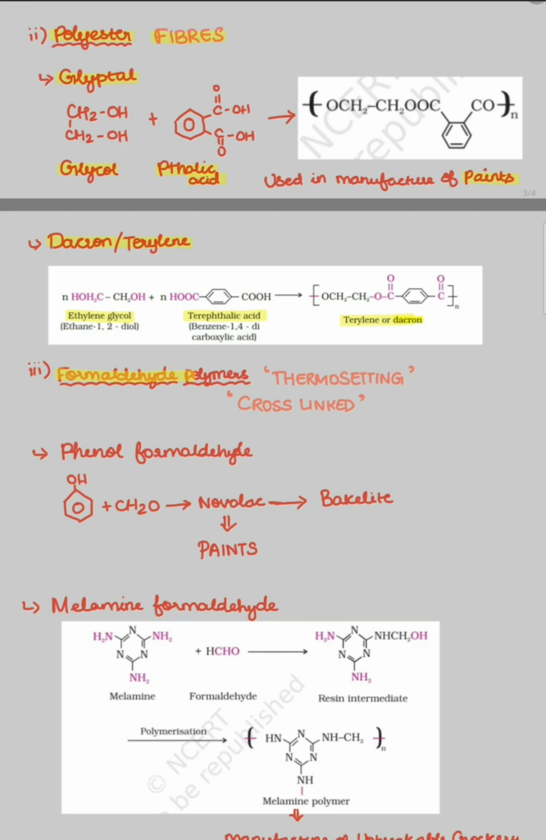Next is formaldehyde polymers, and these polymers are thermosetting and they are cross-linked. It includes phenol formaldehyde. Phenol formaldehyde is obtained from phenol with formaldehyde, which initially forms novolac. Novolac is mainly used in paint, and this novolac will form cross-link to form bakelite.